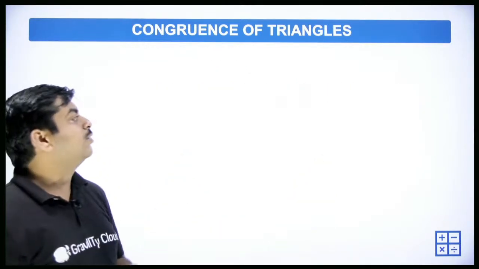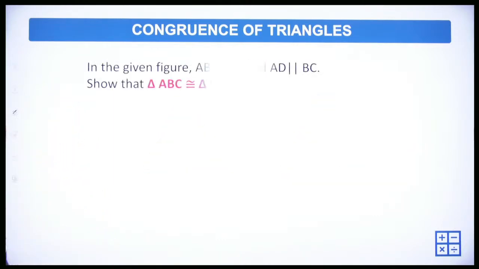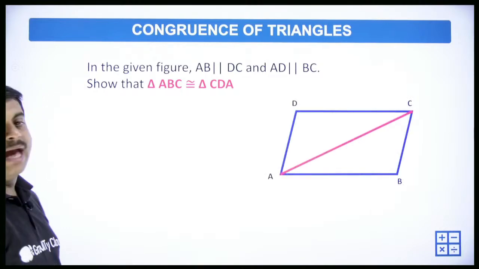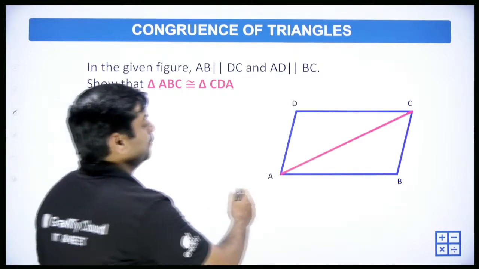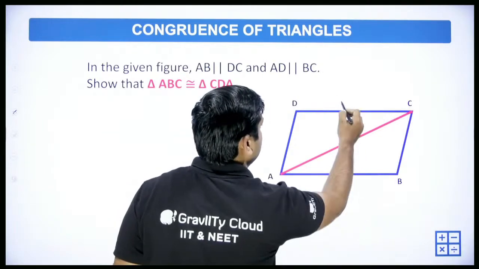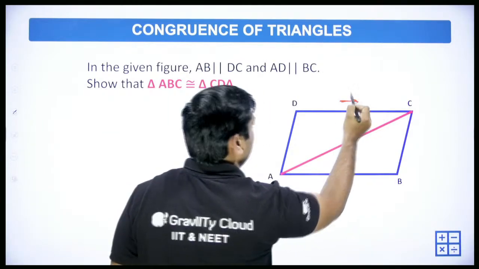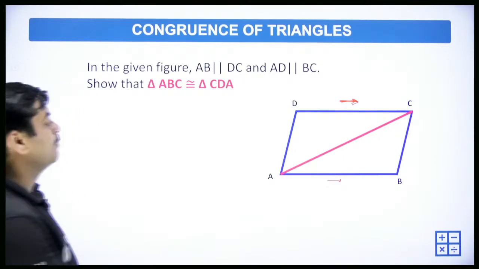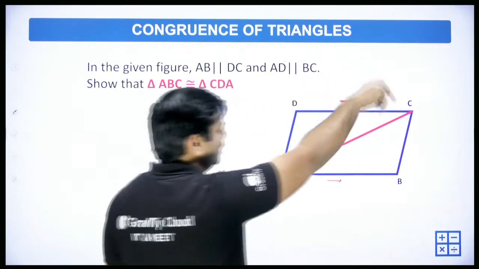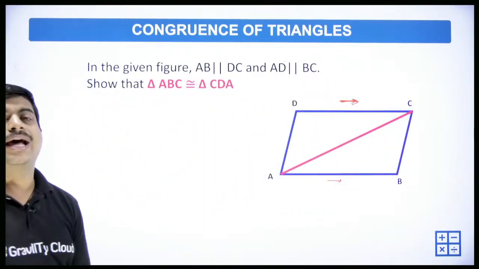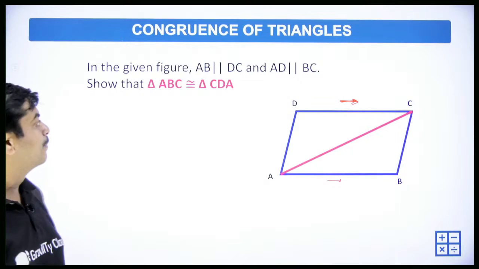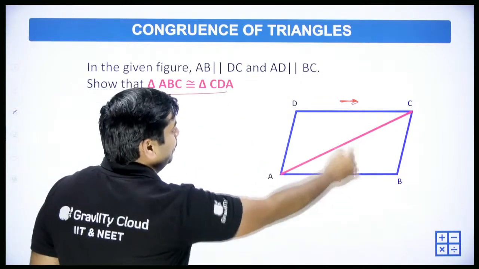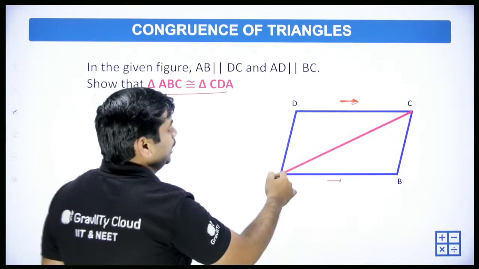Alright. So let's try to have some discussion based on this one. In the given figure, AB is parallel to DC. I'm just saying that these two are parallel. Next, AD is parallel to BC. AD, that means this line and this line. Simply, it's like a parallelogram, where opposite sides are parallel.